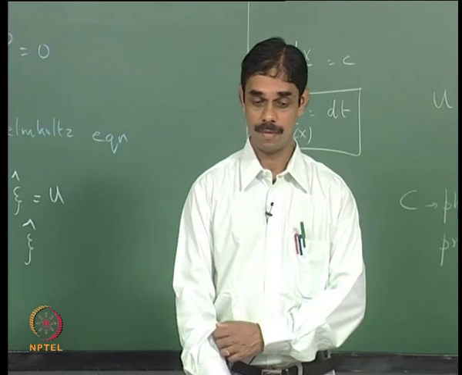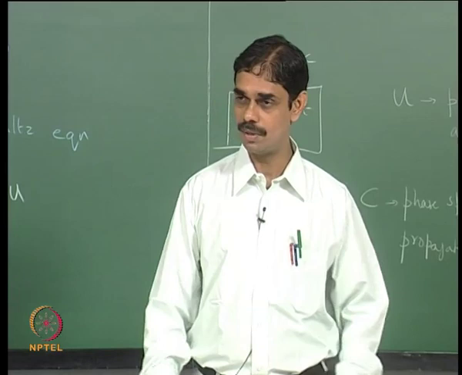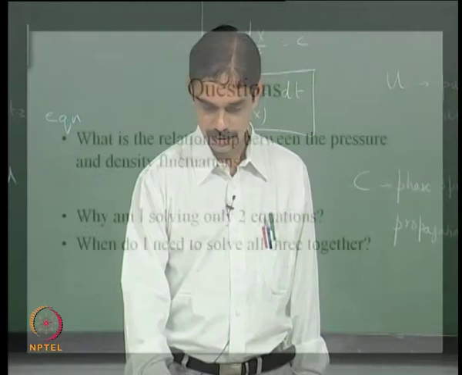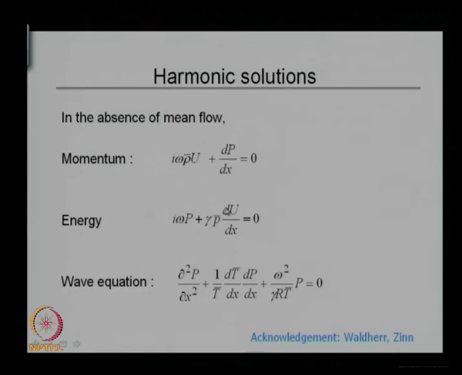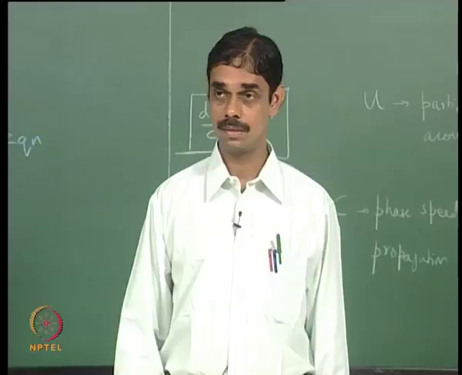I have two more questions. In the first few classes we dealt with the momentum equation and continuity equation. Here I actually used momentum and energy. You can use momentum and continuity also. Why do I have only two equations and why am I not solving all three together? If you know the answer offhand, you can let me know. Otherwise, you can think about it and come back next class. So, stop here for today.